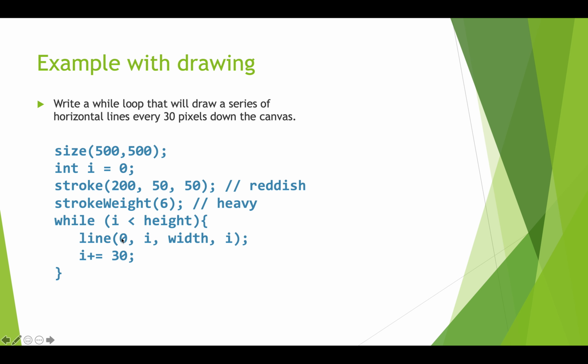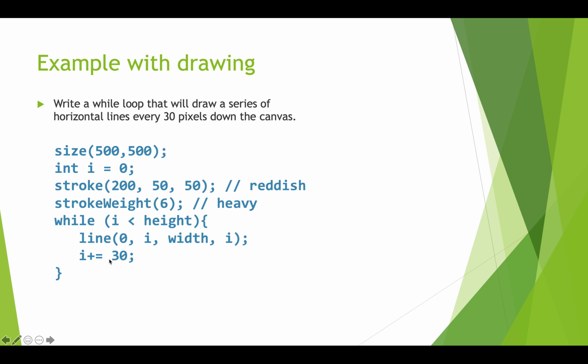It'll draw the first horizontal line at 0 down, and then we're going to add 30 to I. And so then the next horizontal line will come up. I is 30. 30 is still less than height because our height is 500. We're going to draw a line from 0, 30 to width, 30. So it draws another horizontal line, but 30 pixels below. And then we do this again.